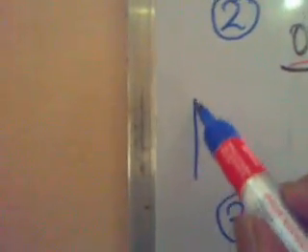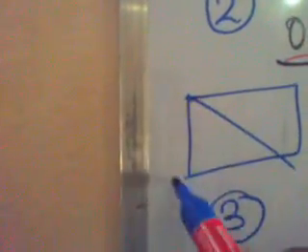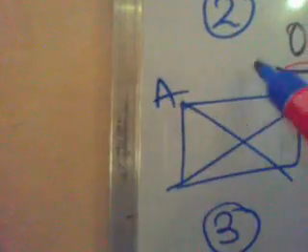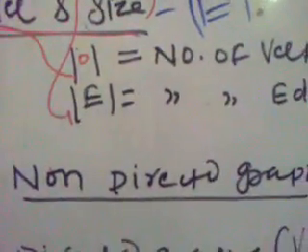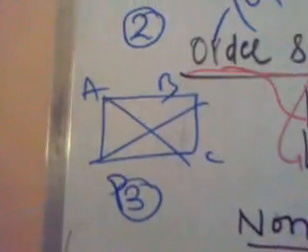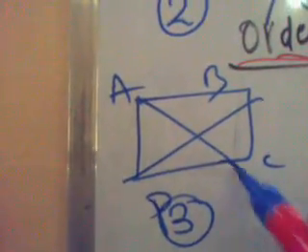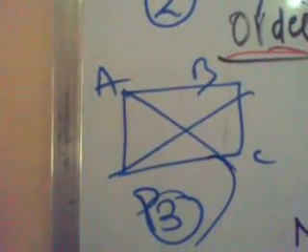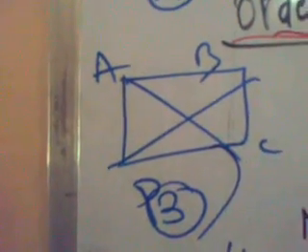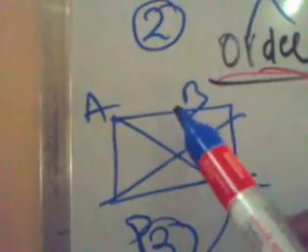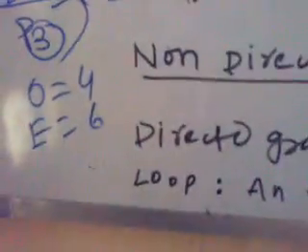Suppose this graph is given. What is the order and size of the graph? We can easily say that the order is equal to 4 and the number of edges is equal to 6, because there are 1, 2, 3, 4, 5, 6 edges.